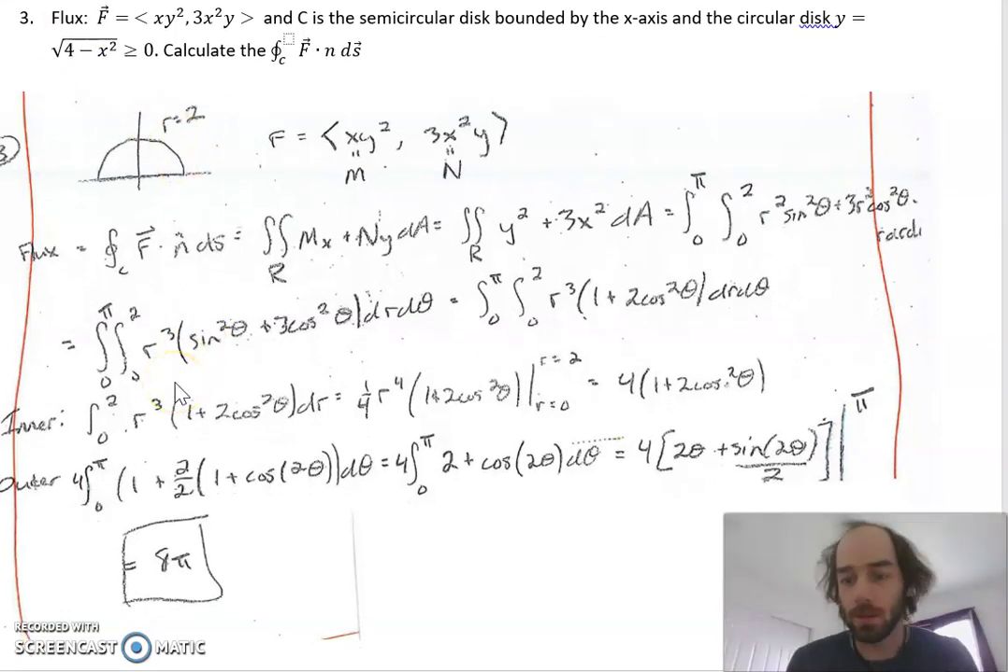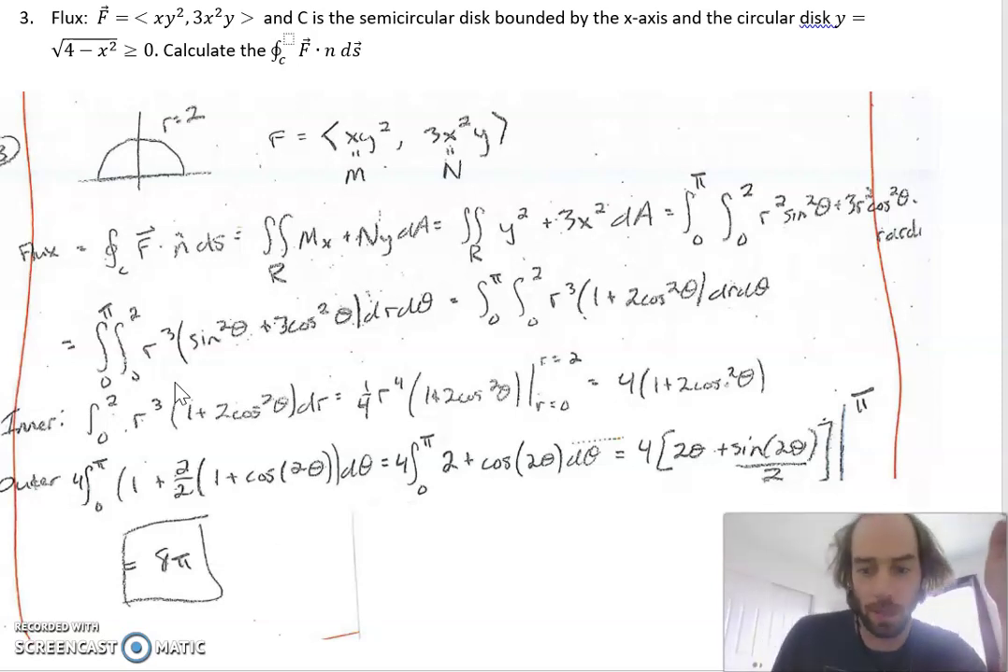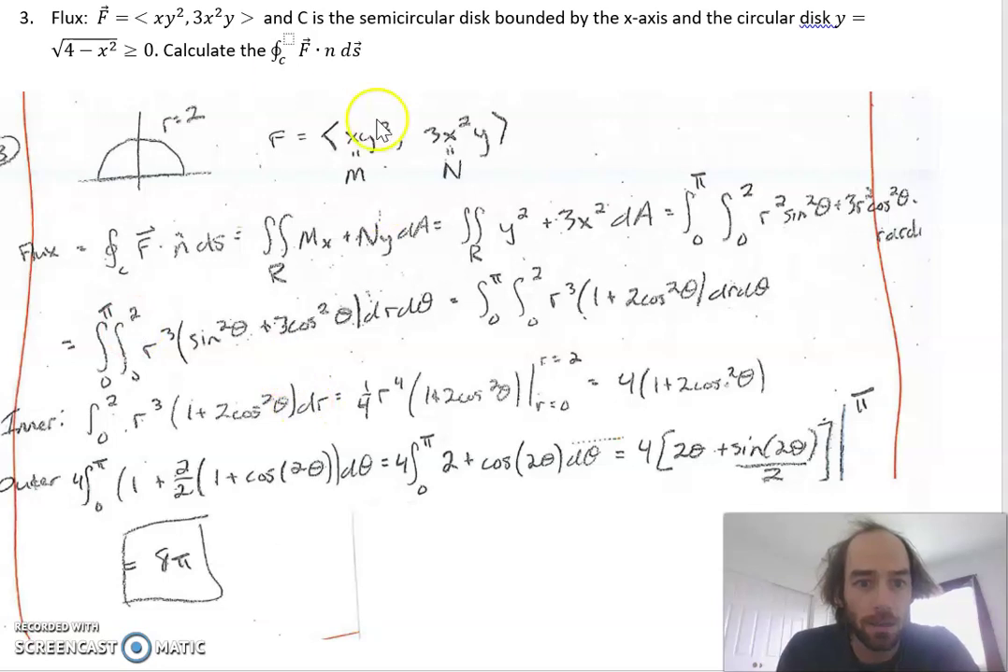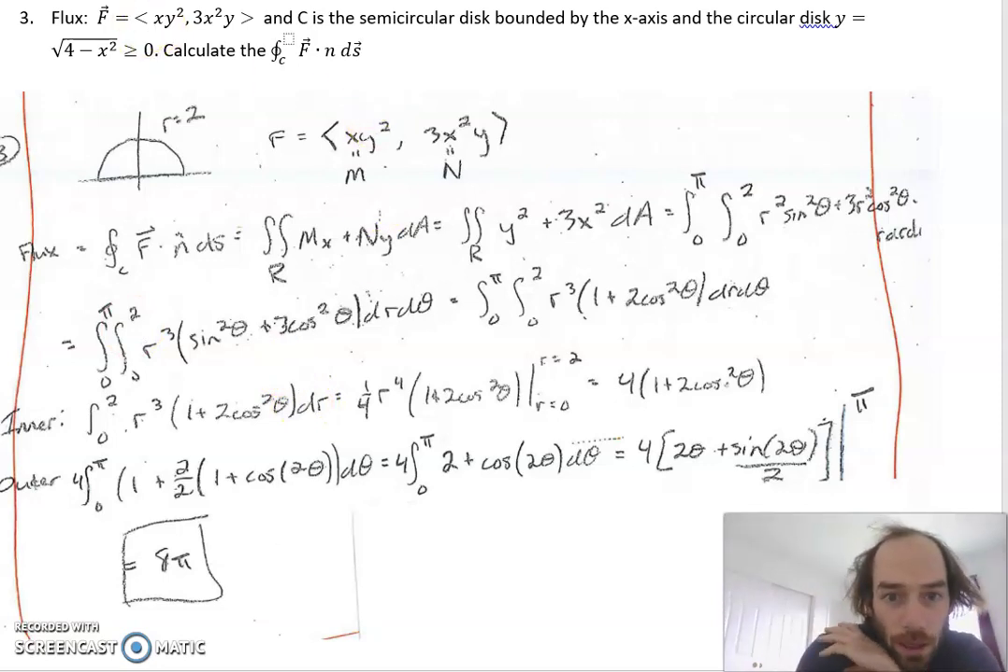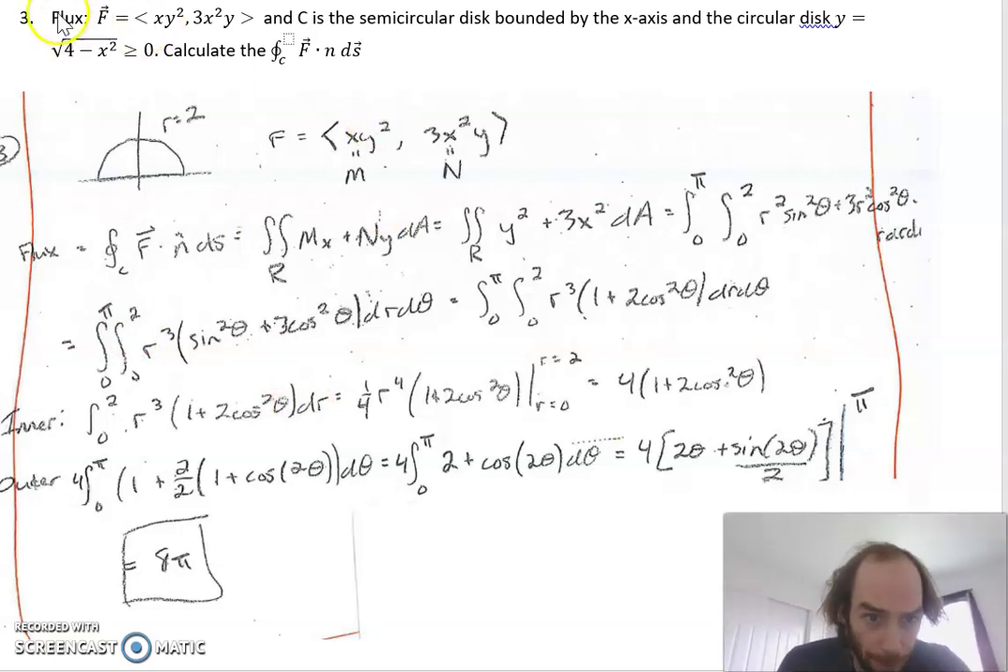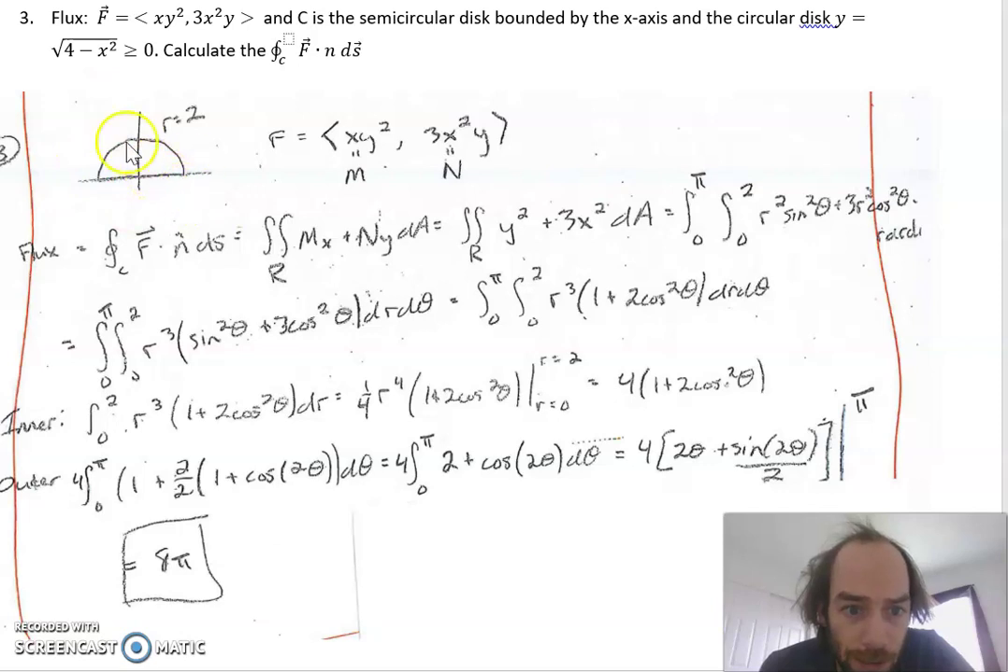Okay, here we go. Last problem here of this old test on line integrals. We want to calculate the flux. I was really clear about that because I want to make sure everyone knew. Around this semicircle with this vector field, xy squared, 3x squared y, and this has a radius of 2.